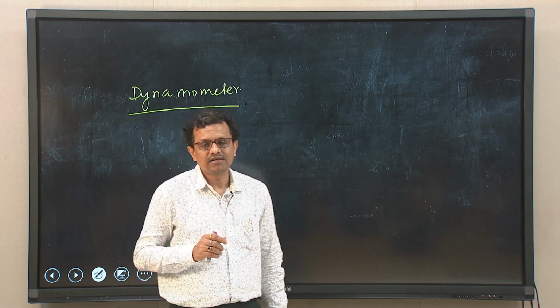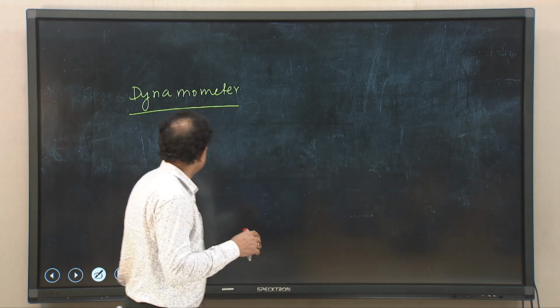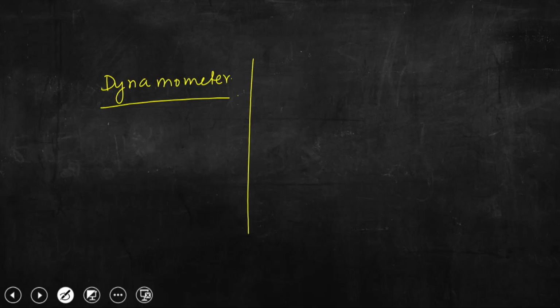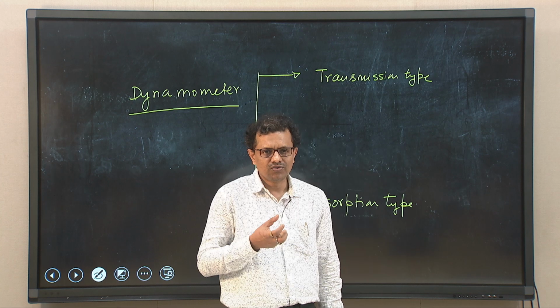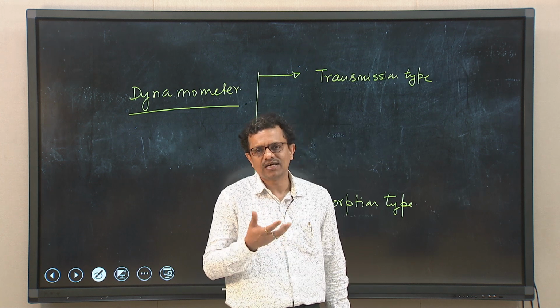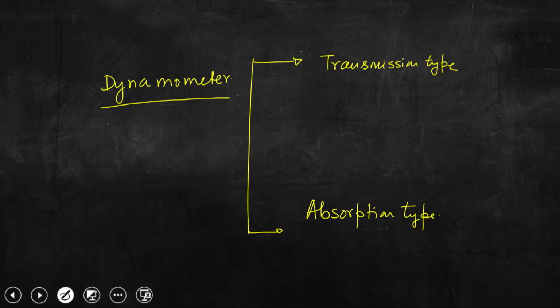And this dynamometer can be classified into two different categories. One is known as the transmission type dynamometer, and another category is the absorption type. As I said, dynamometers are used to measure torque and speed of an engine over the operating ranges of speed and load. If we can measure torque, certainly we can measure the output power of the engine.